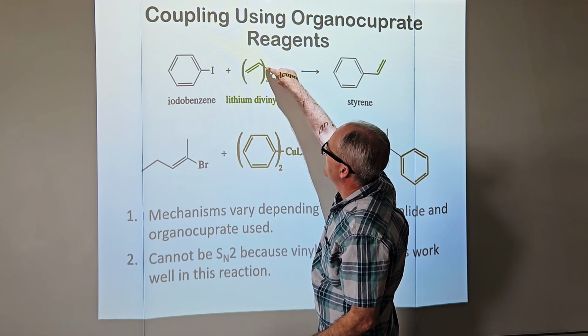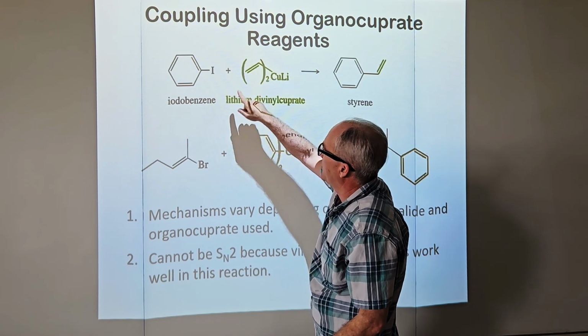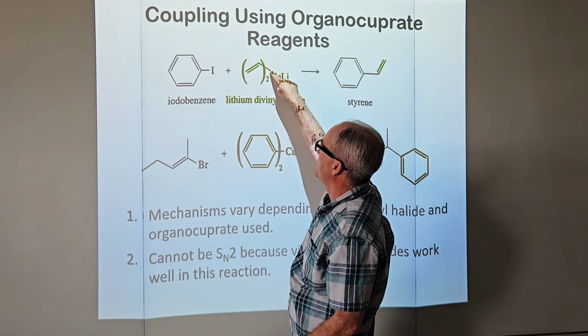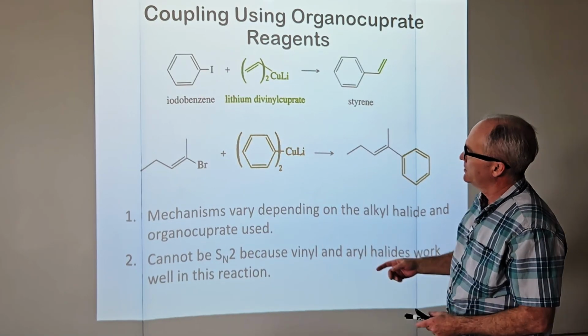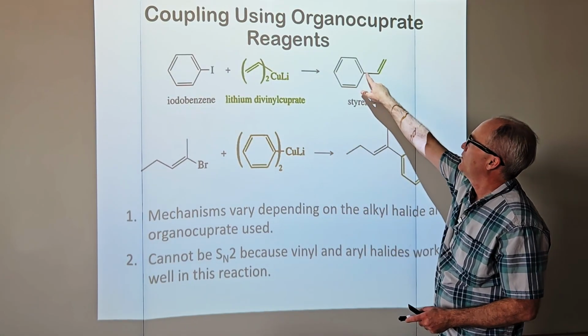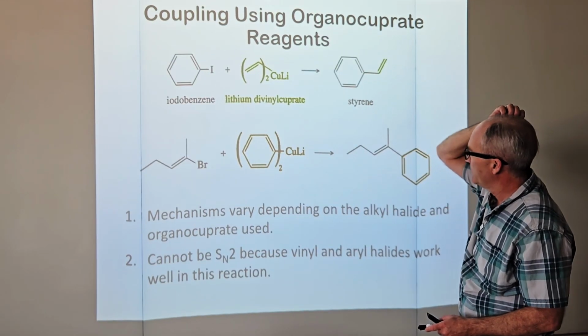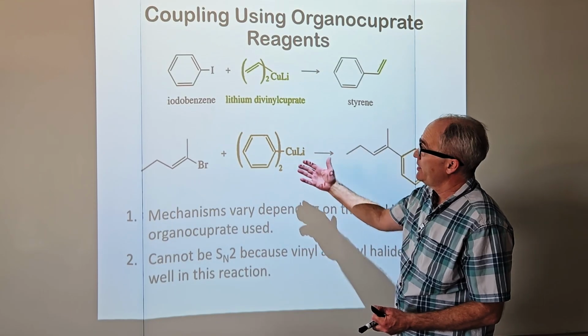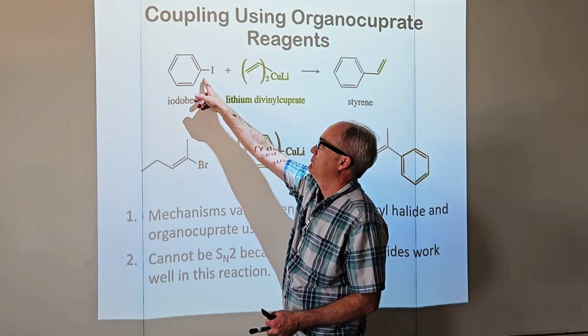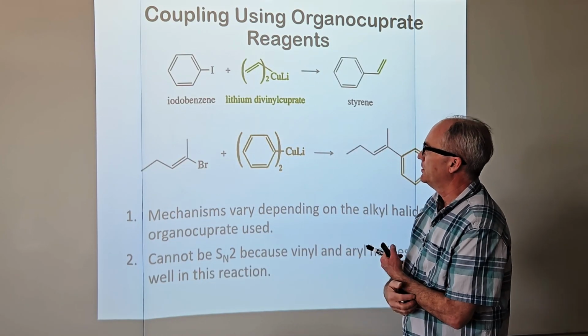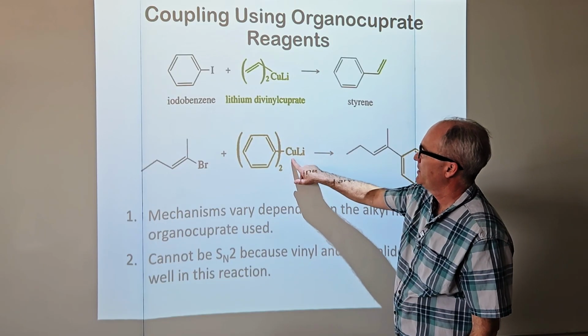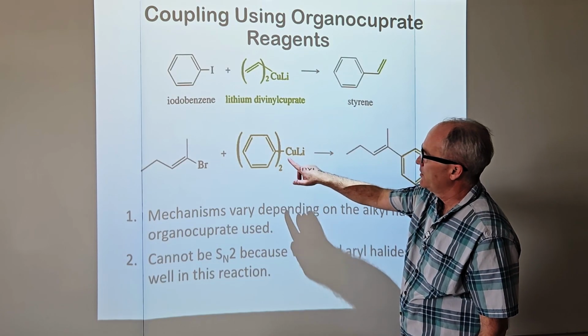The important thing is this bond here you're going to break. You're going to break this bond, and that's where you're going to hook it up to the benzene ring. So iodobenzene and this thing here, we formed a new bond between there, and we get styrene. So we can just as easily, if we had that alkyl halide and reacted it with the copper, make this the copper reagent.